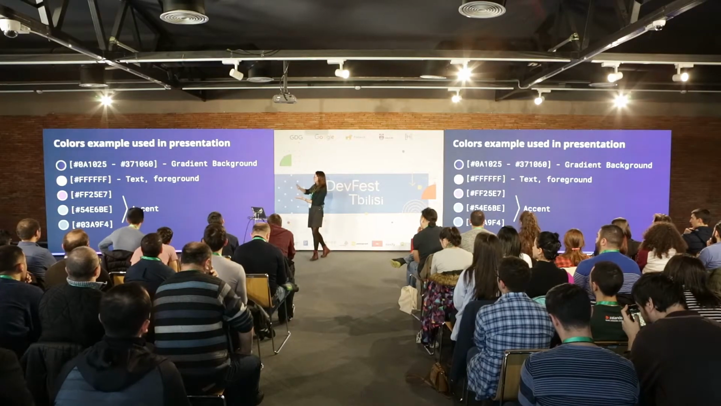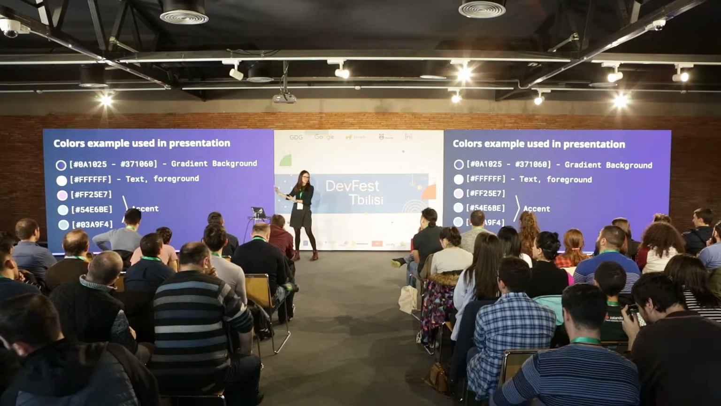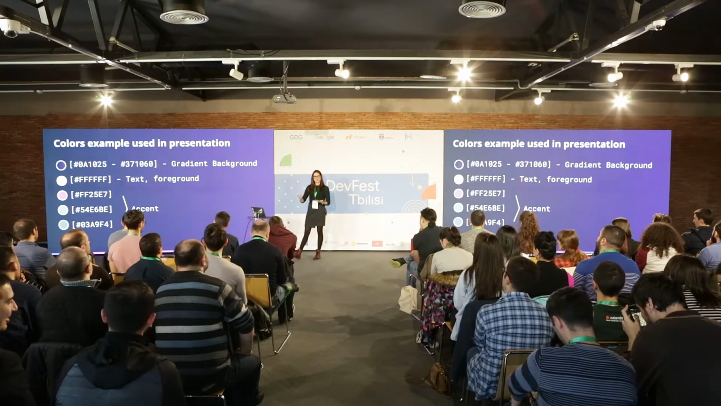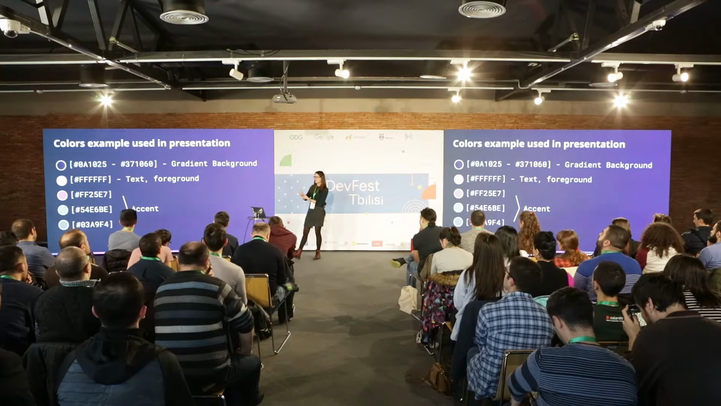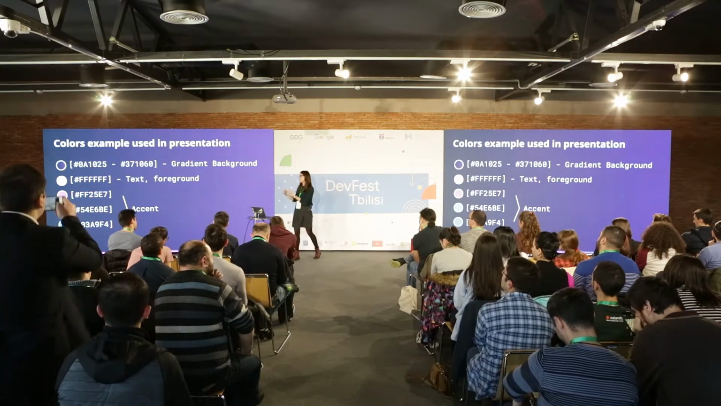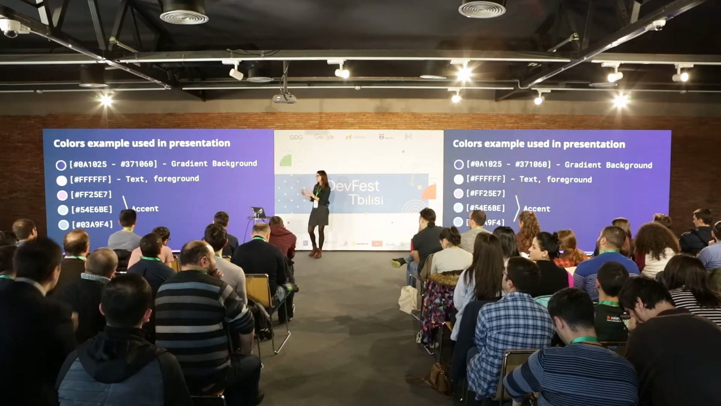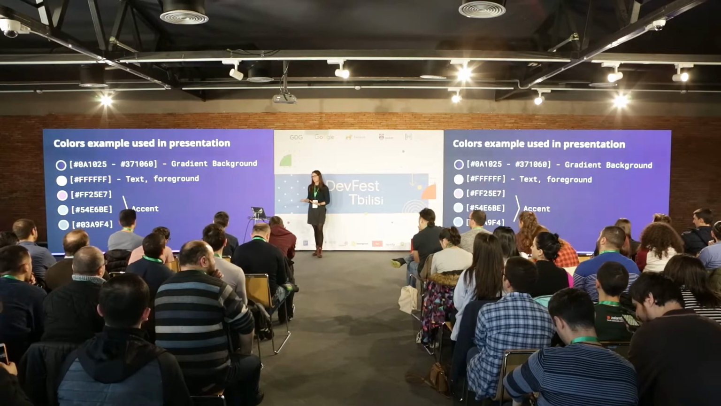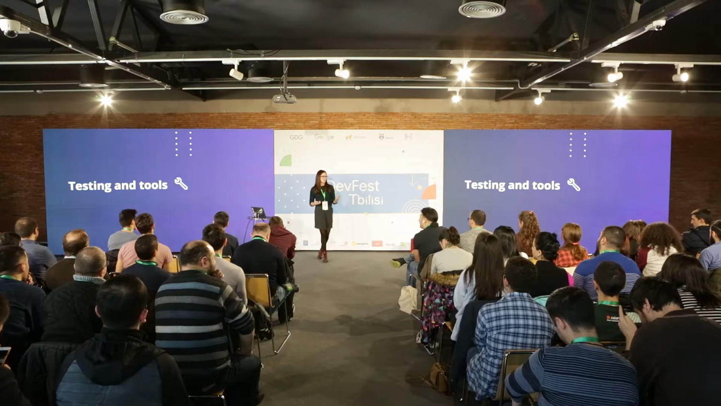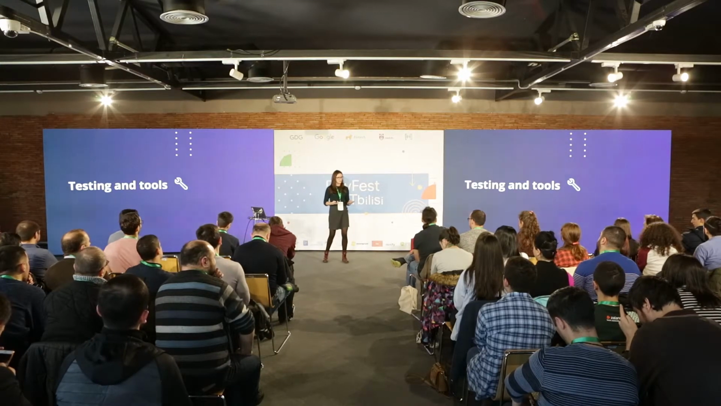And this is an example of the colors I actually used for this presentation. What I said: in the design process, you just pick the right set of colors which has the correct contrast between them, like background, foreground, and accent colors. Of course, if you're implementing accessibility, you have to test it properly.